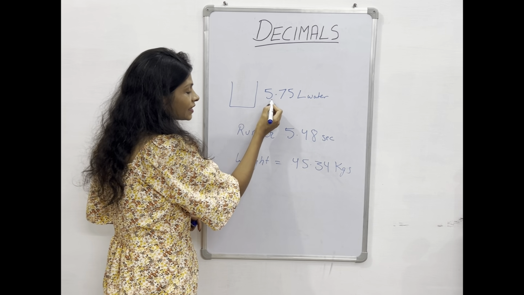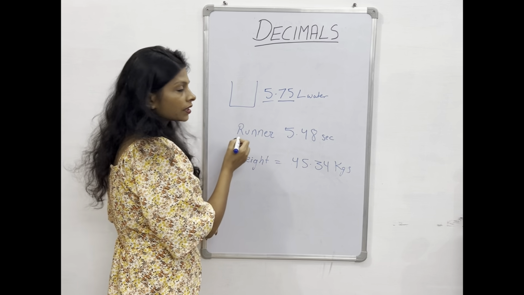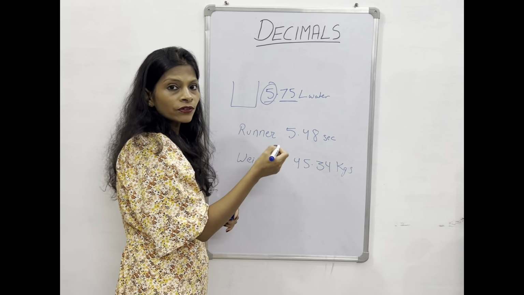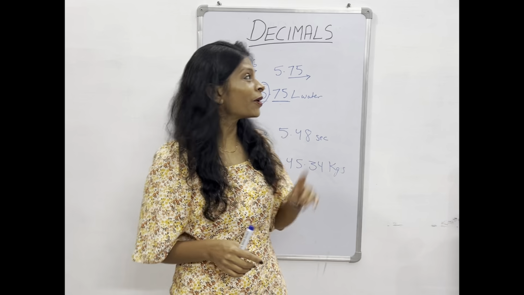This decimal point separates the whole number from the fractional part. This is representing 5 whole and 75 parts out of 100. That's it in this video about what are decimals.